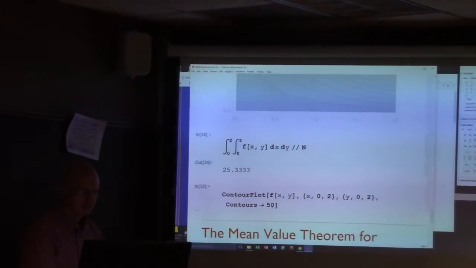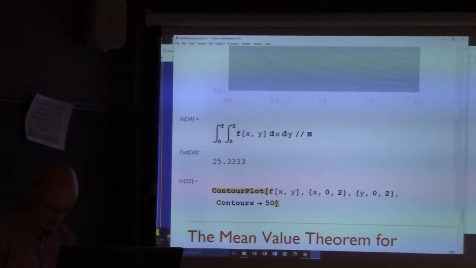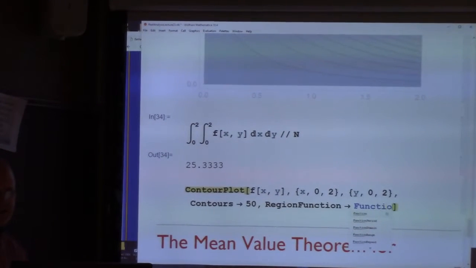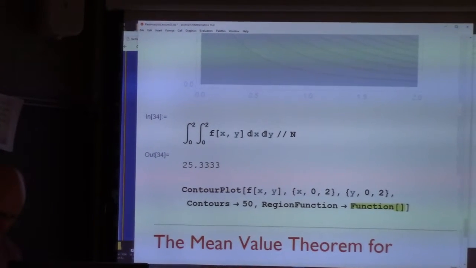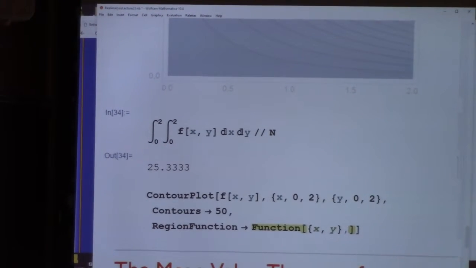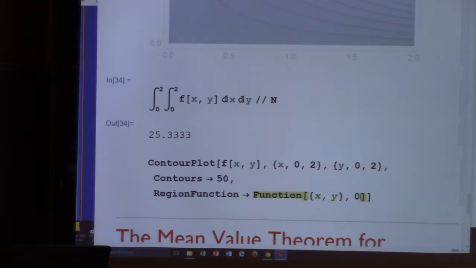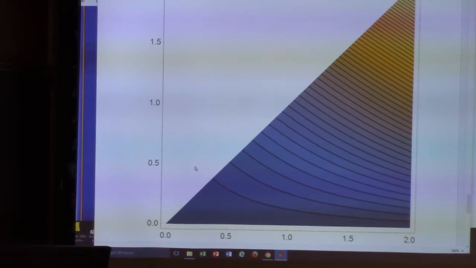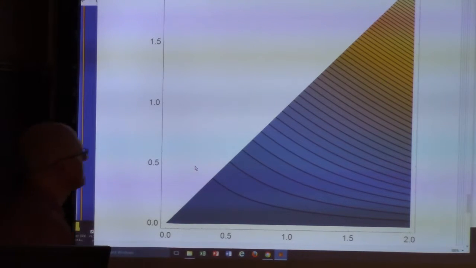A little review of multivariable calculus here when we do the double integral. I could add region function, arrow function. I don't expect you to remember this Mathematica code. Let's consider this over the triangle where x goes between 0 and 2 and y goes between 0 and, well, x. Then it's a triangle with area equal to 2 instead of 4, 1/2 base times height.